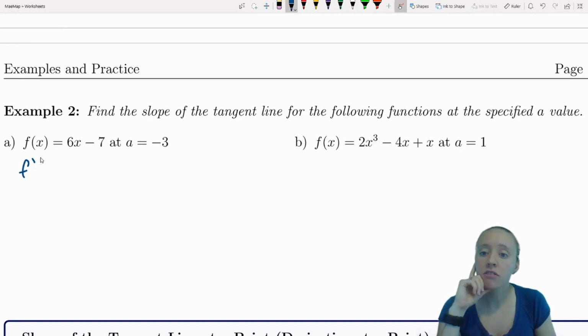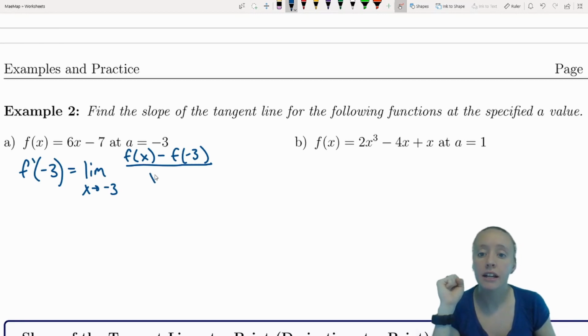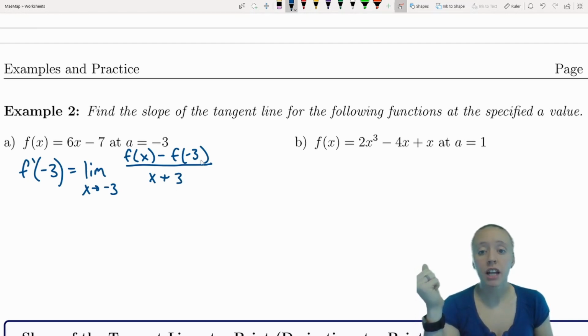Our derivative at a, our derivative at negative 3, is going to be equal to the limit as x approaches a, so as x approaches negative 3, of f(x) minus f(a), so f(-3), all over x minus a, x minus negative 3, so x plus 3. So I need to plug in my function, and I need to plug in the value f(-3).